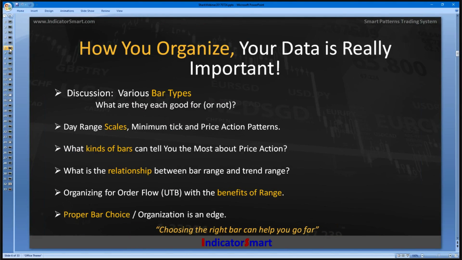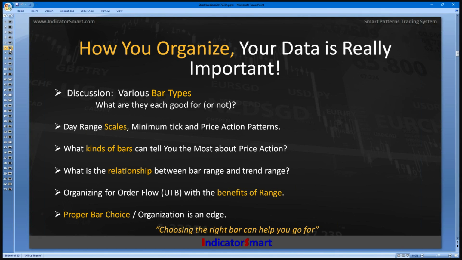So how do you organize your data? How you organize your data is really, really important. Basically, you've got data that's just coming in a stream, this price and this price and this price and this price, and how you organize that becomes really important.